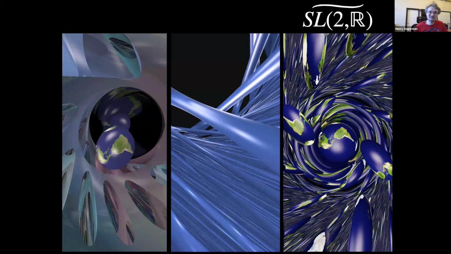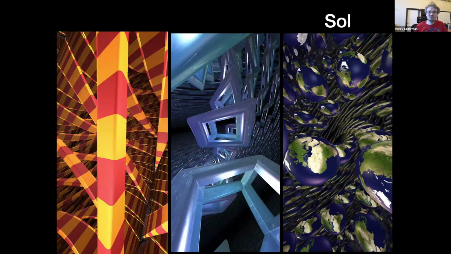SL2R tilde, so the universal cover of SL2R, is sort of like Nil, but even twistier. Whoops, too far. And Sol is also very difficult to understand. I should mention, with a lot of these pictures, it's very difficult for us to know if we're doing it right. You think you get the code right and you make the picture, and then you see something and you say, is that right? I don't know. It can be difficult to know what's going on.